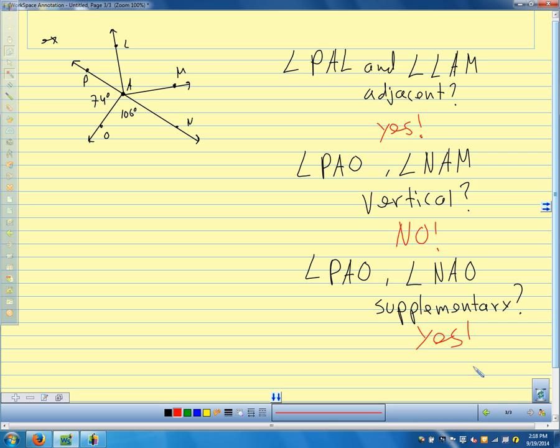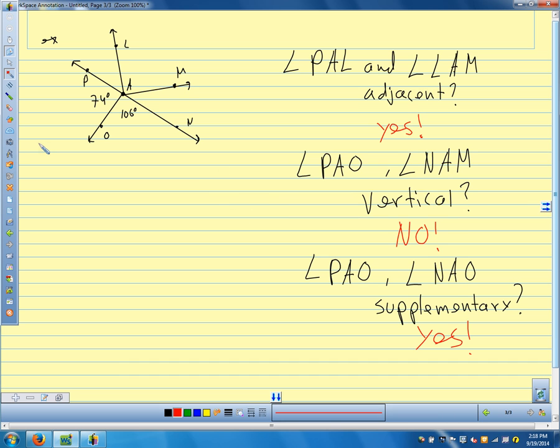All right. So this is some of the questions in your homework, kind of like this. Is this true? Is this true? Is this true? About these angles. Make sure you pay attention to what the information tells you. Don't be tricked by what the picture looks like.